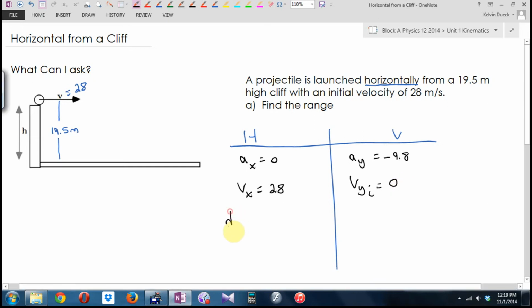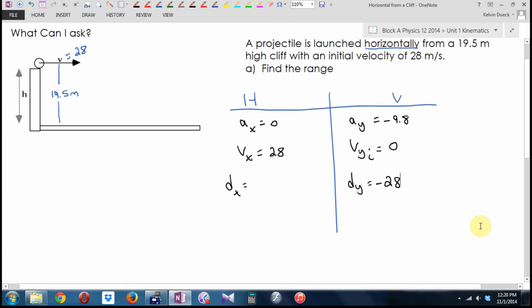Then they're either going to give me a dx or a dy. Remember, dx is another word for range. In this case, they gave me the vertical displacement, and I have to make it negative because we are ending up below where we started from. Now that I've done that, I'm committed.